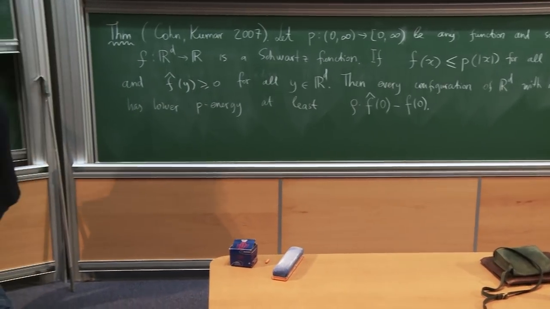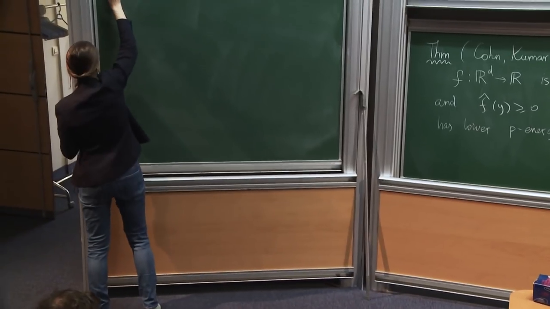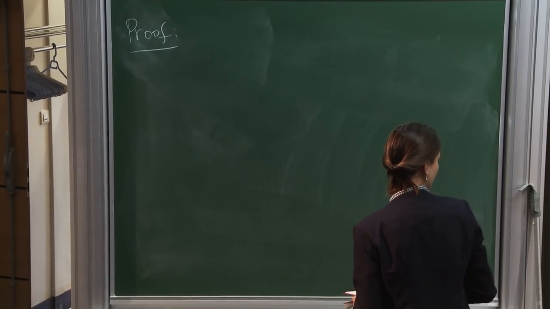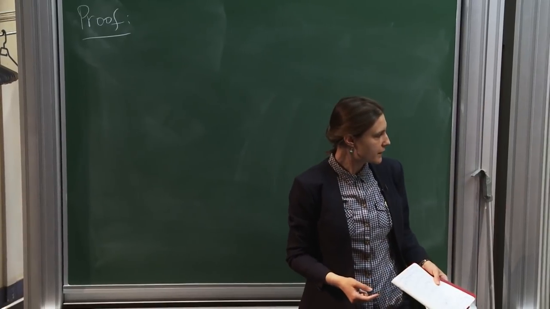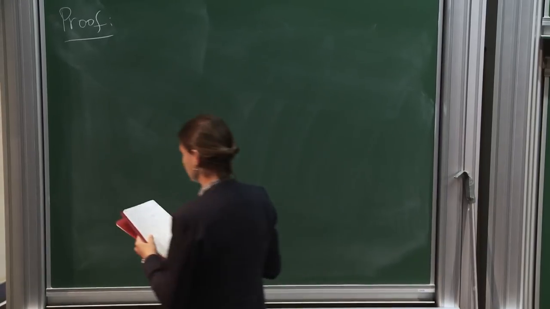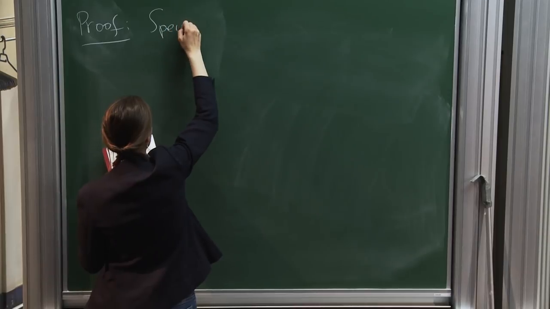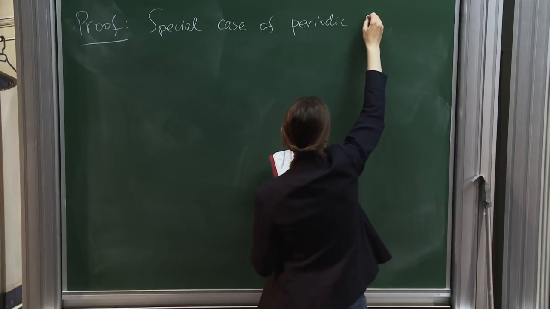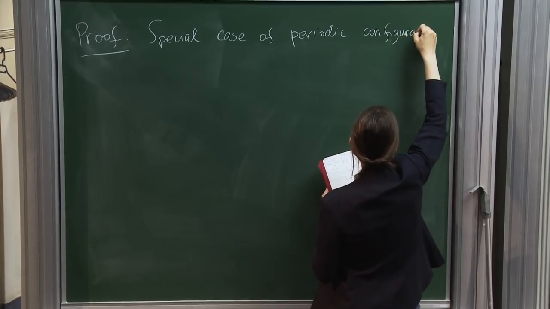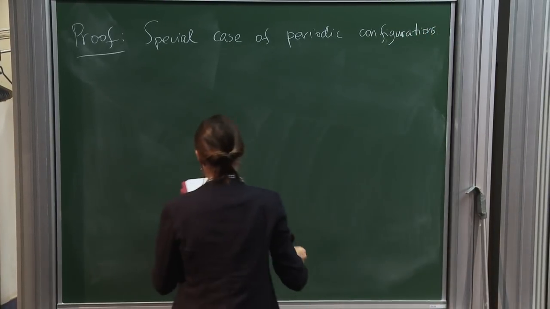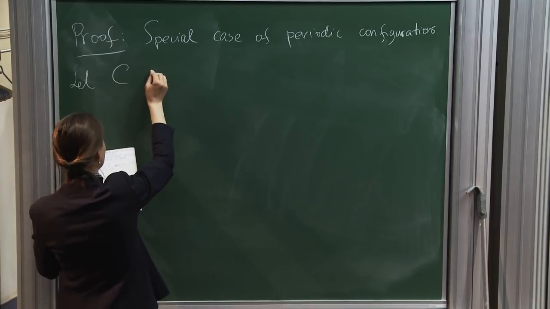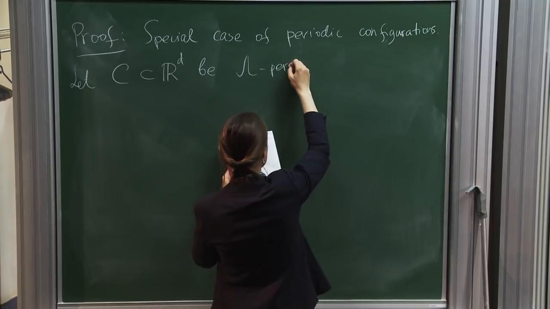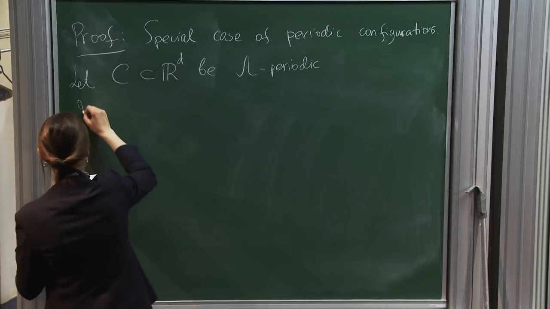And so let's do the proof. And so here now, just to make my life a bit easier, I will not do the proof for a general configuration, but I will prove this statement for periodic configurations. So suppose that C is a lambda-periodic configuration, and lambda is some lattice. So then we have the following.